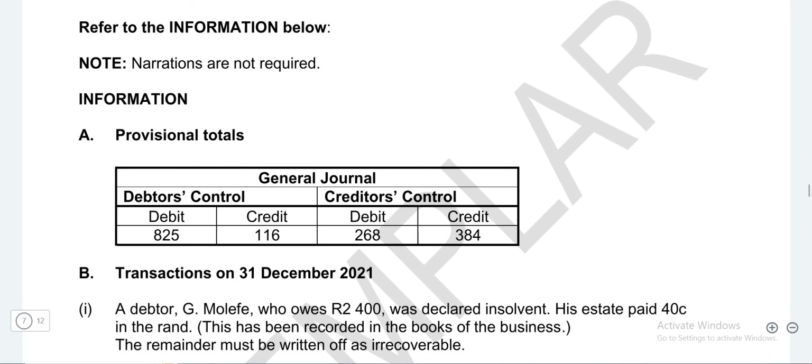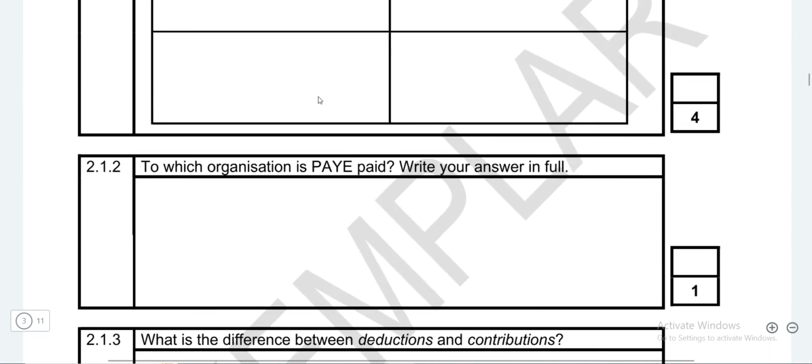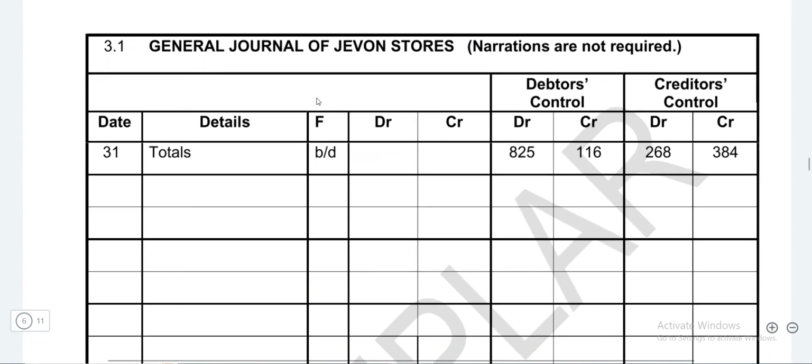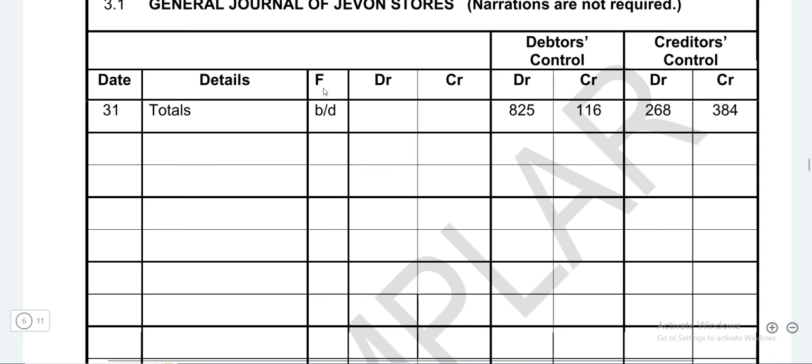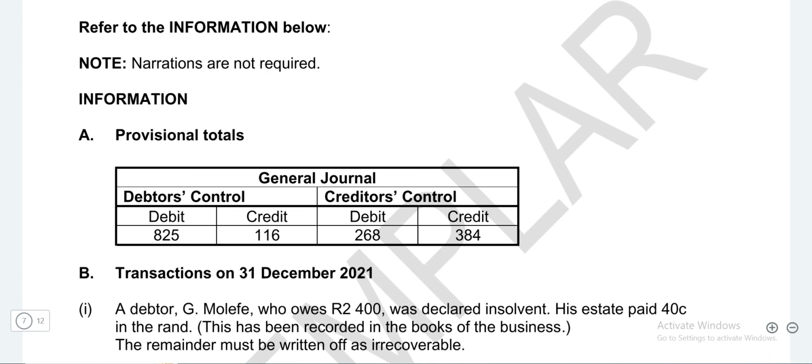Now let's check how our answer sheet is shaped. If you look at our answer sheet here, in question 3, they've given us those provisional totals. They have entered them for us, so all we have to do is start by recording the transactions. We don't have to start by entering those totals because they've already been recorded for us. And then now we can go to our transactions and try to record what is happening.